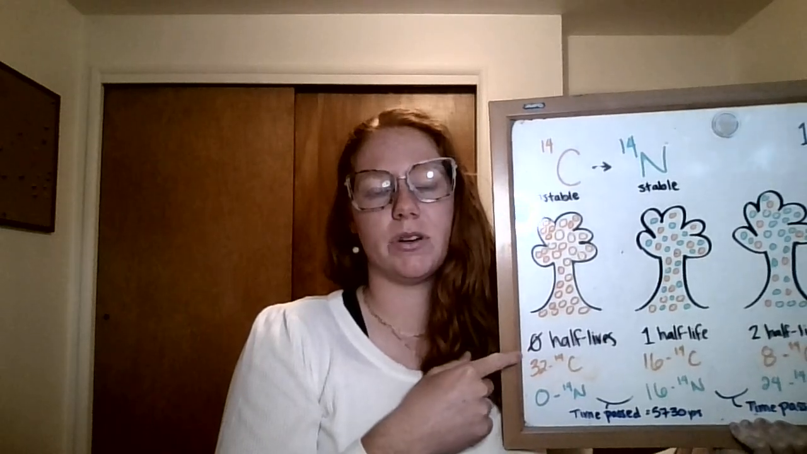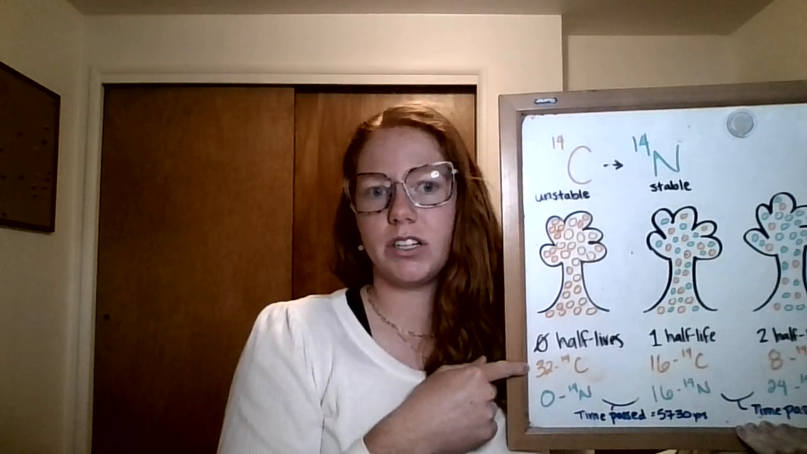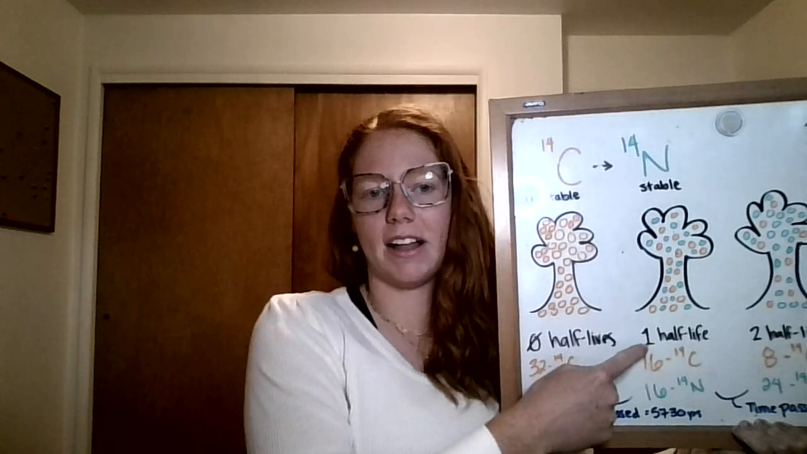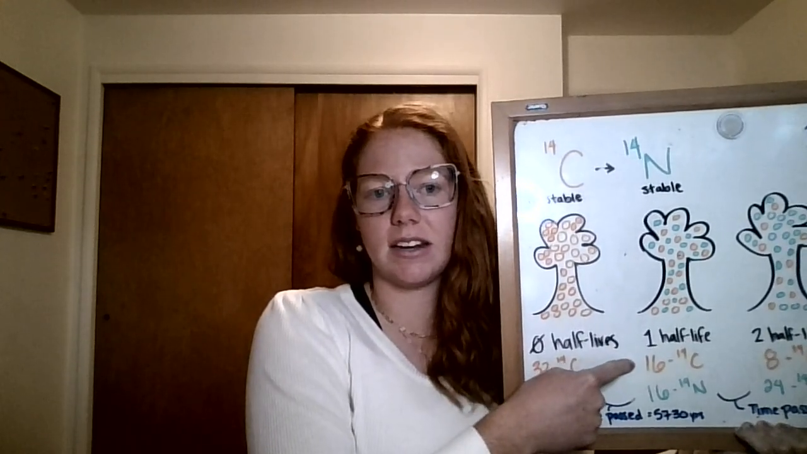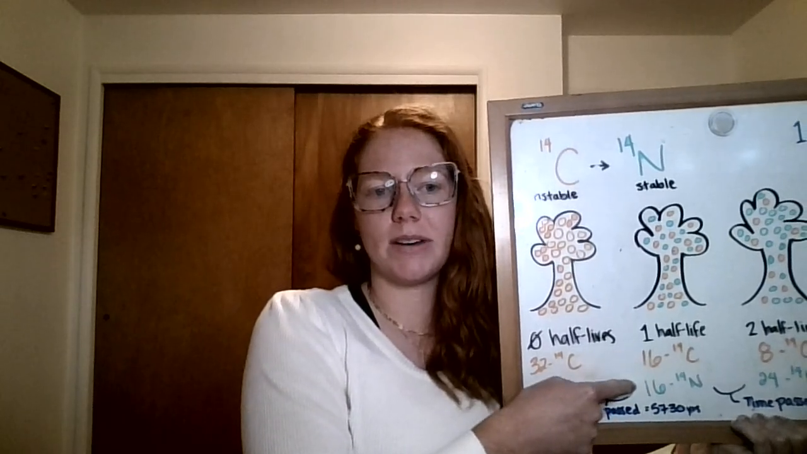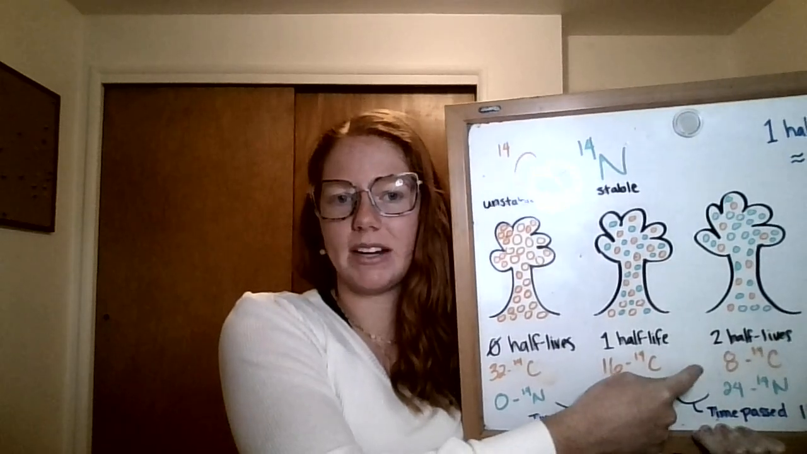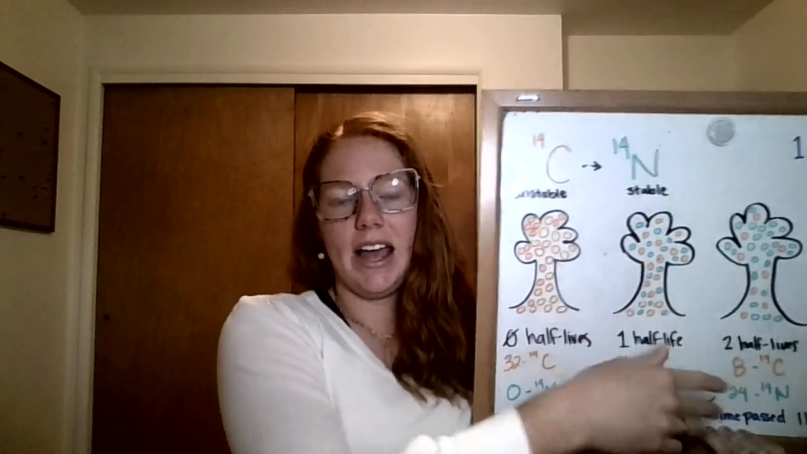This happens over a set amount of time, which we call a half-life, because half of these 32 carbon-14 atoms will break down into nitrogen atoms. So after one half-life, we now have half the number of carbon atoms. Instead of 32, there's now 16. And those other 16 are now nitrogen atoms. And this can happen repeatedly. So a second half-life would get us 8 carbon atoms left and 24 nitrogen-14 atoms. And the process can go on and on until there's no longer any carbon-14 atoms left in that organism.